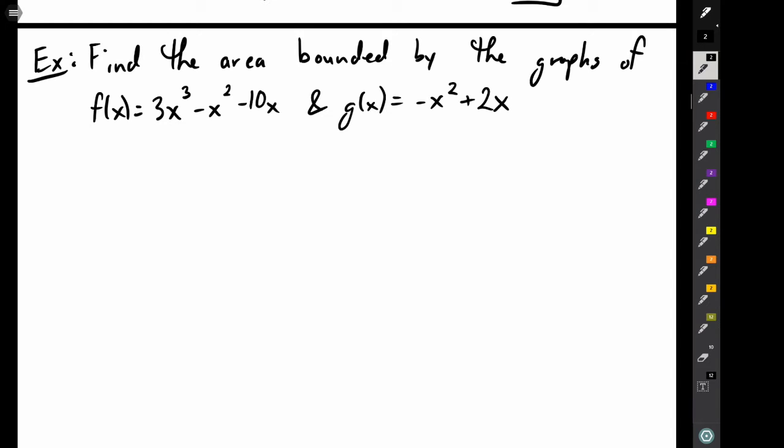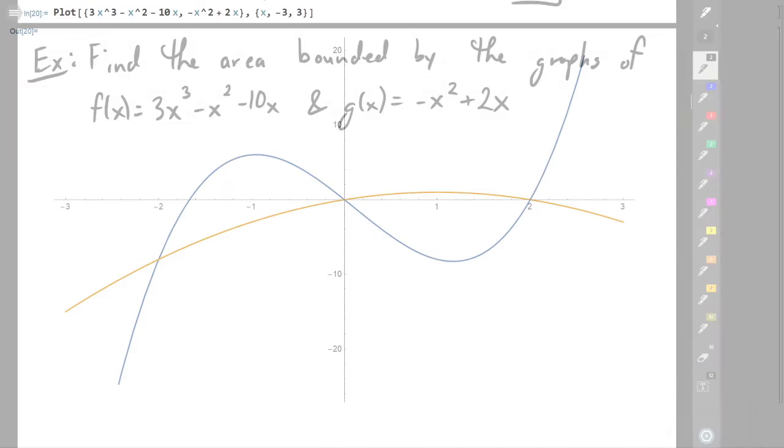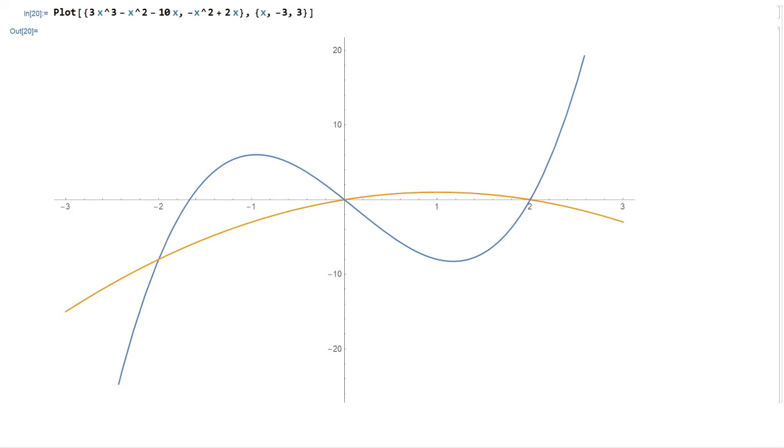All right. So another interesting application of this is something like this. Let's say we want to find the area bounded by these two graphs here. Now, drawing this by hand, we could do by picking a few x values, plugging them in, and trying to connect the dots. But we have Mathematica at our disposal, so why not use that? Right? So I went ahead and plotted these here, and we're going to end up with something like this.